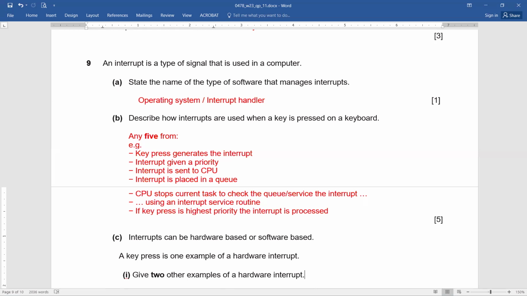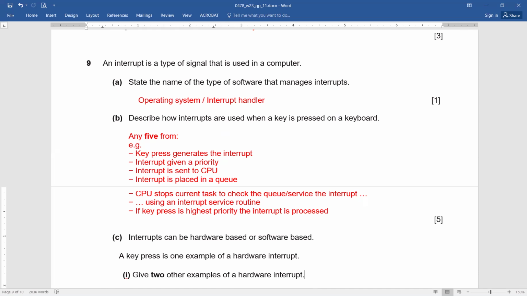Okay, now part B. Describe how interrupts are used when a key is pressed on a keyboard. Now, what is happening actually? It's a 5-mark question. So what happens actually the moment you press a key from the keyboard? First thing is, key press generates the interrupt. An interrupt is definitely given a priority. Interrupt is sent to the CPU. Interrupt is placed in a queue, and CPU stops current task to check the queue or to service the interrupt. And definitely it has an ISR, interrupt service routine.